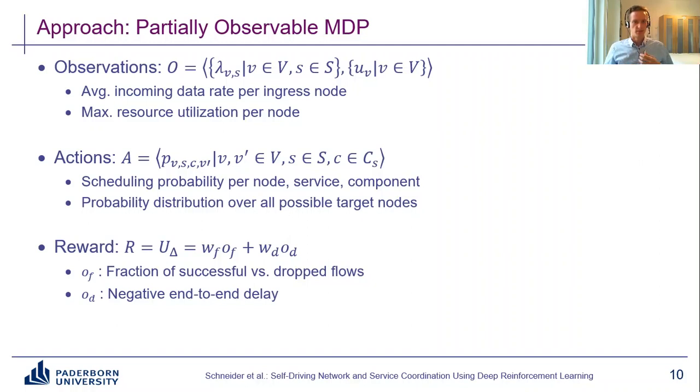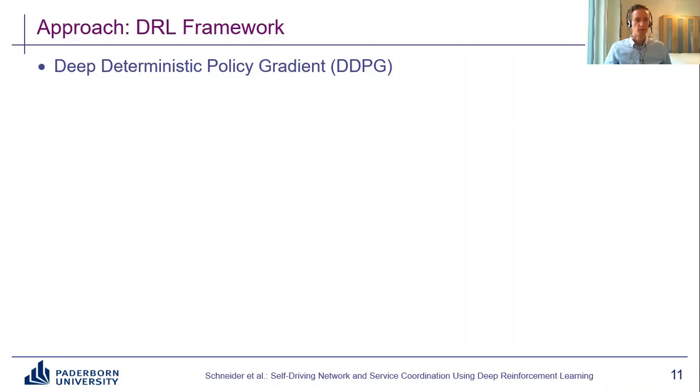Yeah, so now we need to solve this partially observable MDP, and for that we propose a deep reinforcement learning framework that builds on deep deterministic policy gradient, DDPG, which can handle such large and continuous action spaces as we have in our problem here. Previous algorithms like DQN cannot do that. And so DDPG is an actor critic algorithm. So it has neural networks for both the actor and the critic.